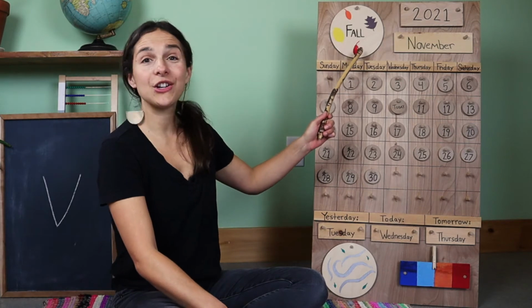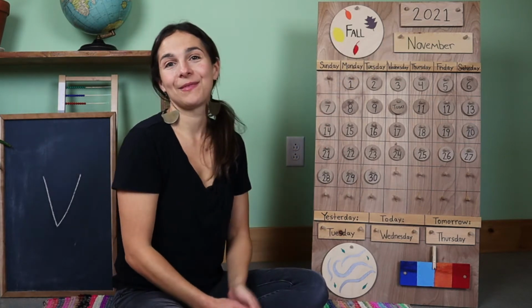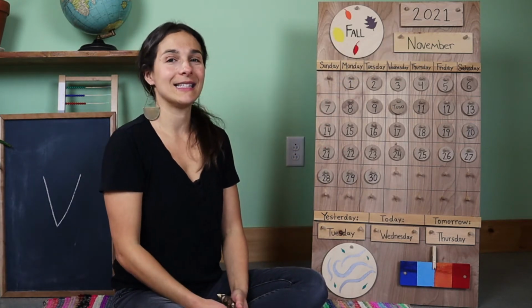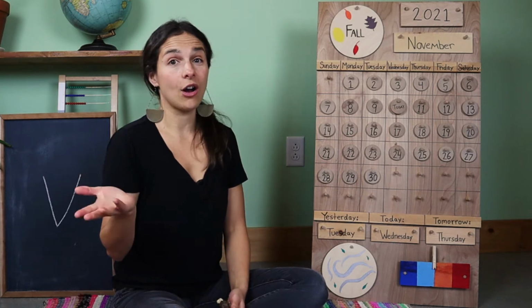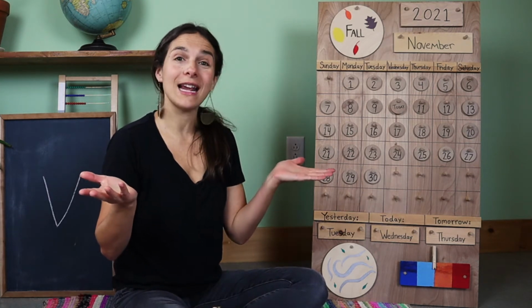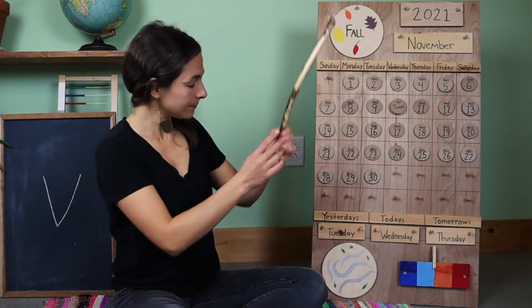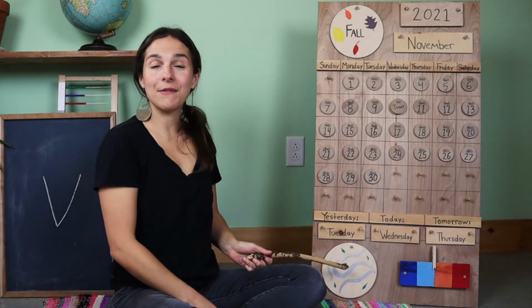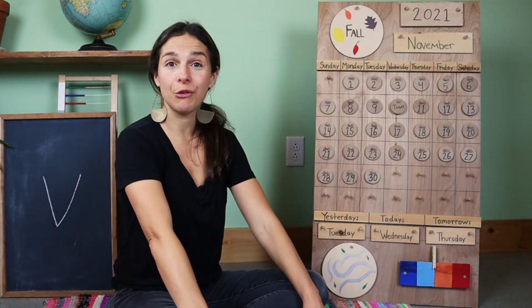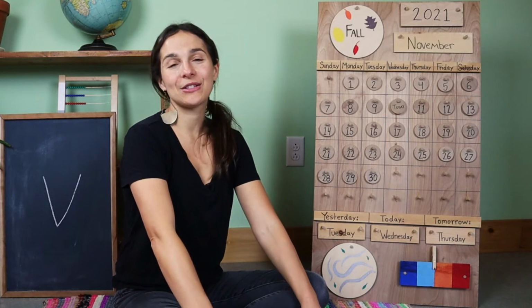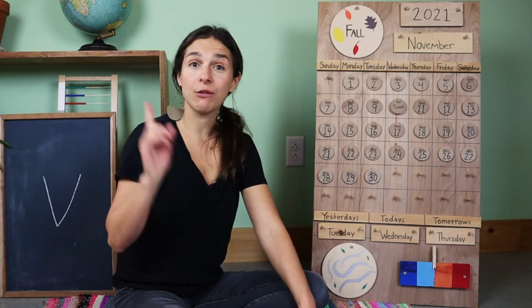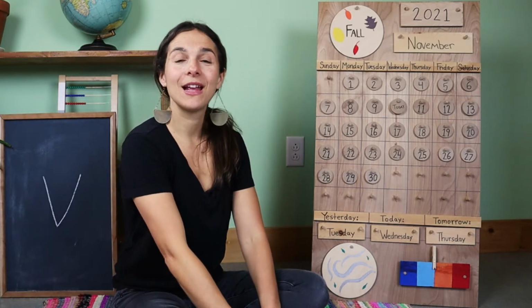Up at the top of the chart, we have the season. There are two ways to say the season. You can say that it's autumn, but you can also say that it's fall. And down at the bottom of the chart, I have a picture of the weather. So let's sing the weather song together, and then we can share what we see outside of the window.